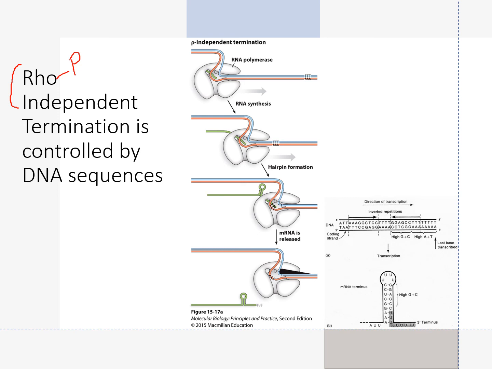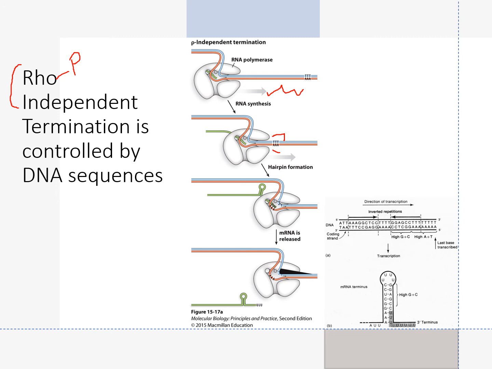So the polymerase is transcribing along here. It gets to this termination region, which has a dedicated structure that's going to form. We'll take a closer look at that in a second. It forms a bit of a hairpin. And then once the hairpin forms and the polymerase has moved past it, the hairpin causes the polymerase to dislodge.